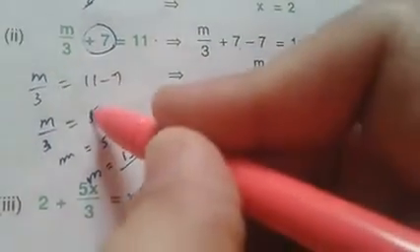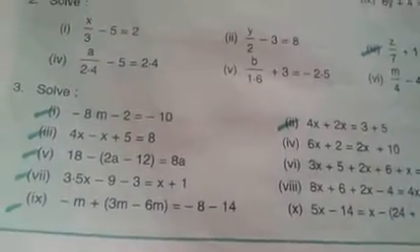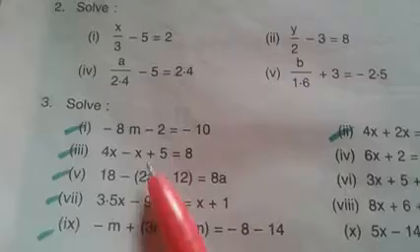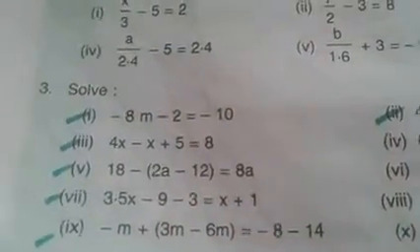Okay, I'm extremely sorry. 4 threes are 12. Right. So this way you have to solve. So these are all the exercises which we have already done. So if you have any doubt somewhere here, please let me know.